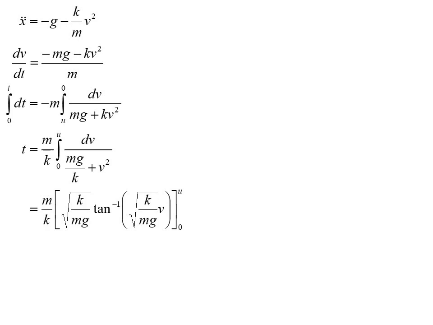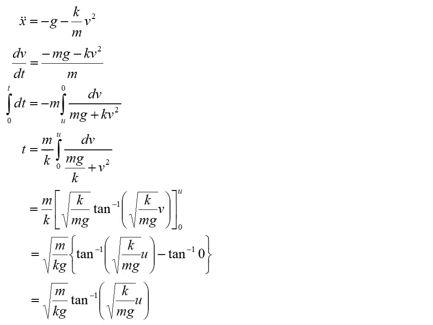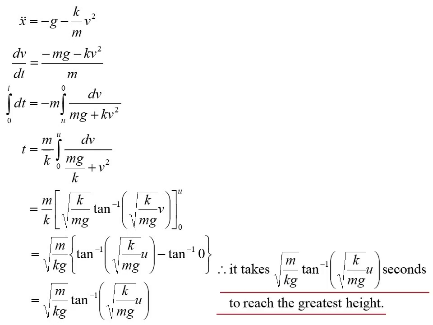So we end up with the m on k out the front, but then it'll be the square root of mg on k, but 1 over that, because remember it's 1 over a, the inverse tan of v over a, in this case a being the square root of mg on k. Substituting u, thank goodness the other number we're substituting in is 0, because that just becomes inverse tan of 0, which is 0. And we have that lovely expression for the time: the square root of m on kg, inverse tan, square root of k on mg, u.